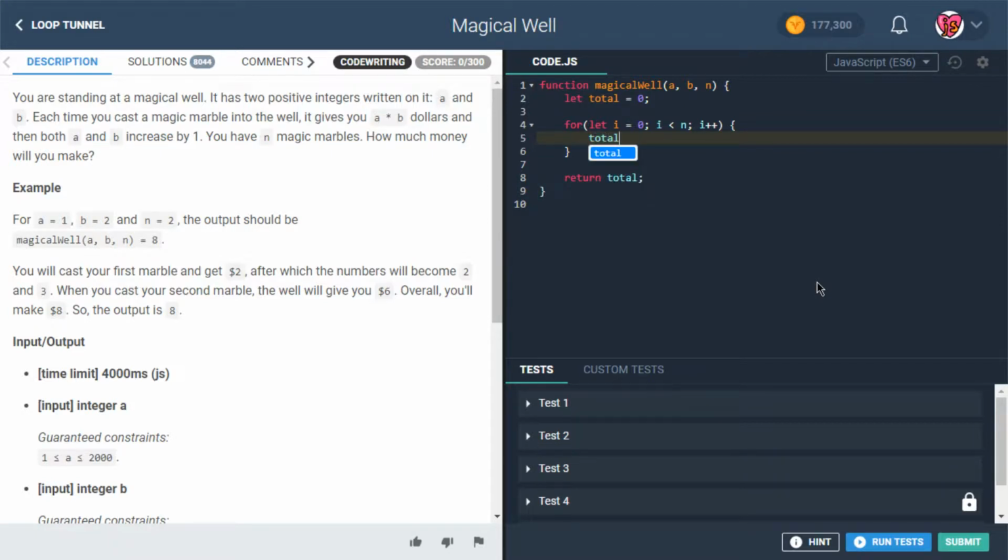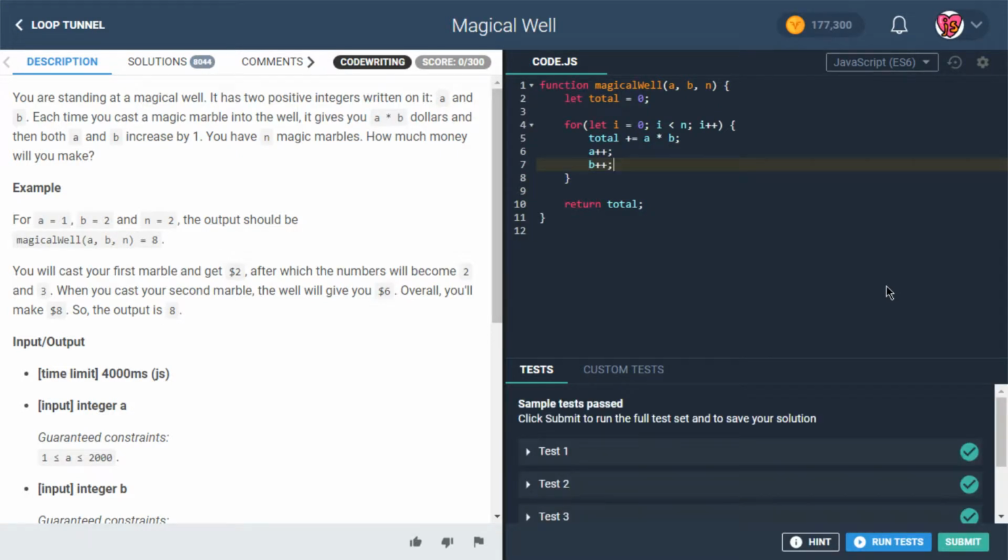Well, we're going to say total plus equals A times B, right? That's what it does. We drop in a marble, we get A times B dollars, and then what happens? Oh, both A and B increase by 1. Okay, so let's do that. So A plus plus, B plus plus. Is that going to work? There it is.